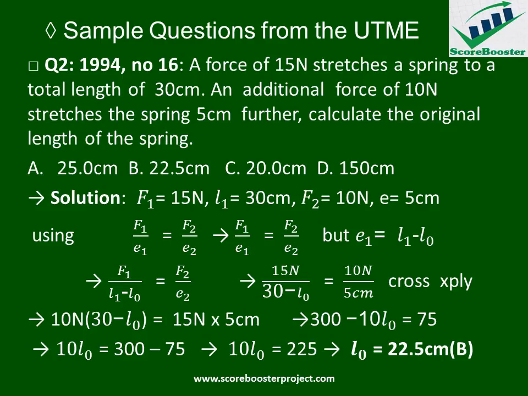Now we have 10 L0 equals 225. Then you can divide through by 10 to get L0 equals 22.5, making option B the correct answer for this particular question.